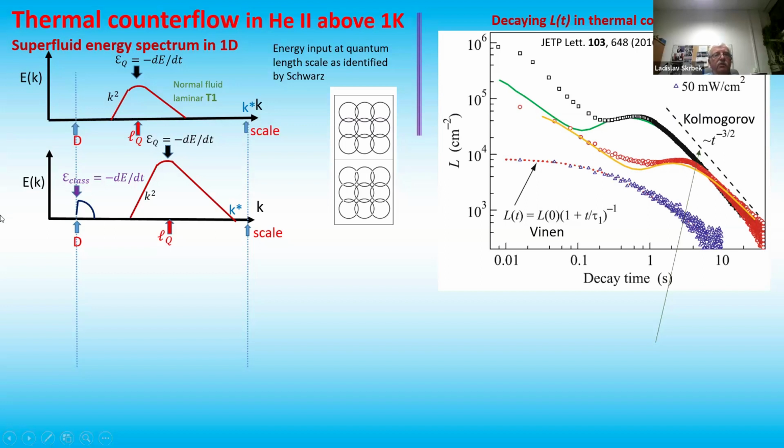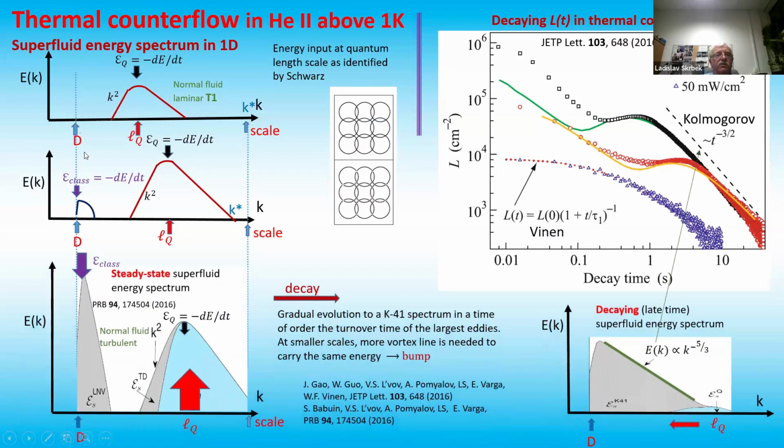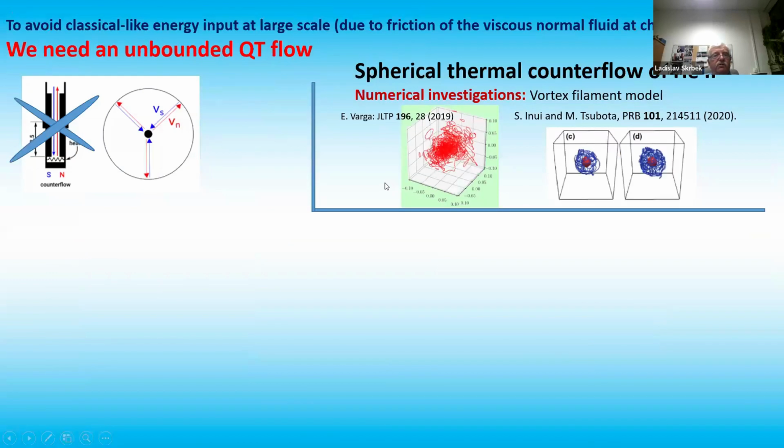But if you drive it more vigorously, then you drive not only the quantum turbulence at very small length scale, but also, because of the normal fluid flow, the classical-like turbulence at the size of the channel. And because of the mutual friction, it starts to develop the classical-like Kolmogorov spectrum. And then the decay should gradually become of the classical type, which is indeed true.